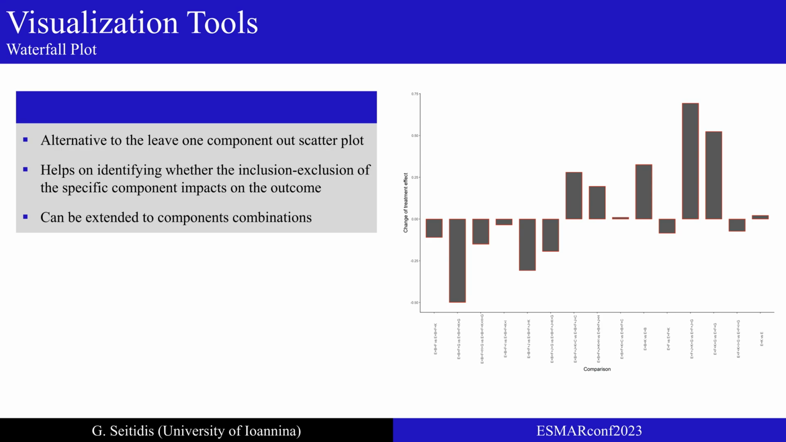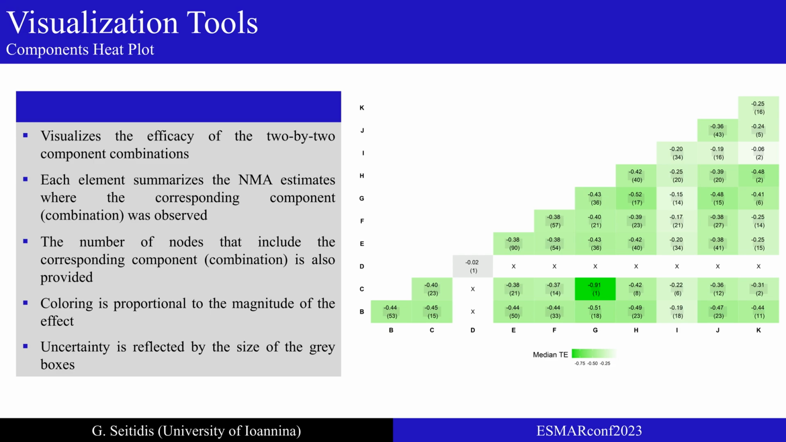Another visualization tool that will help in identifying the most promising components is a component heat plot, which visualizes the efficacy of the 2x2 component combinations. More specifically, each element summarizes the NMA estimates where the corresponding component combination was observed. As a summary measure, the median or the mean can be used. The number of nodes that include the corresponding component combination is also provided in the parentheses of each cell. Letter X is used to highlight any combination of components that are not observed in the network.